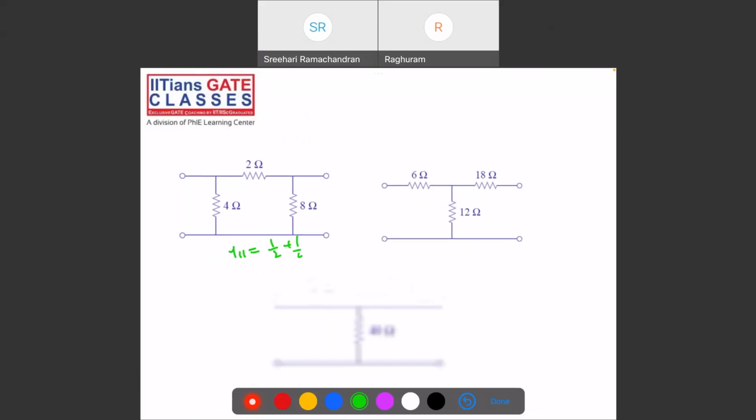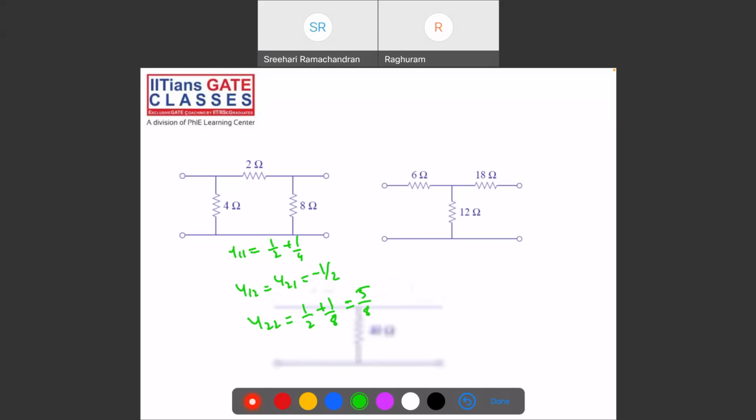Y12 is equal to y21 is equal to -1/2. Y22 is equal to 1/2 plus 1/8. How much? 5/8. Okay, 5/8. Okay, clear? Clear. So the next one, this one.